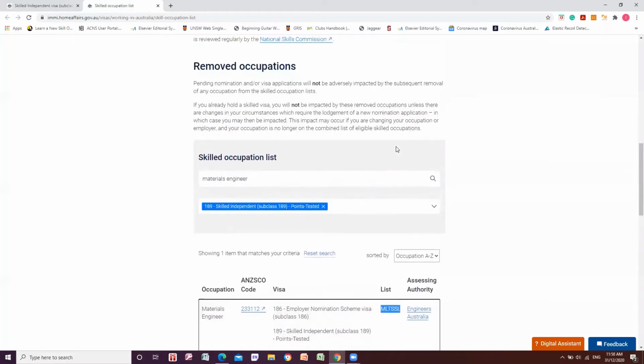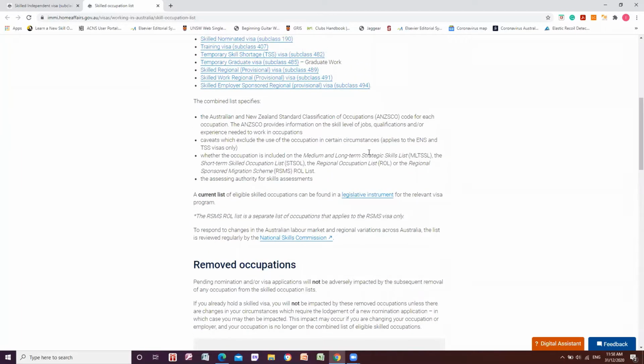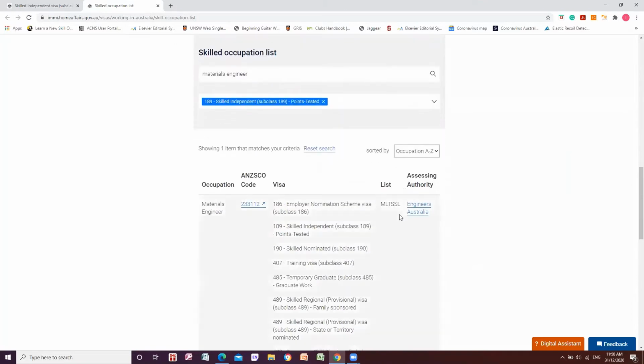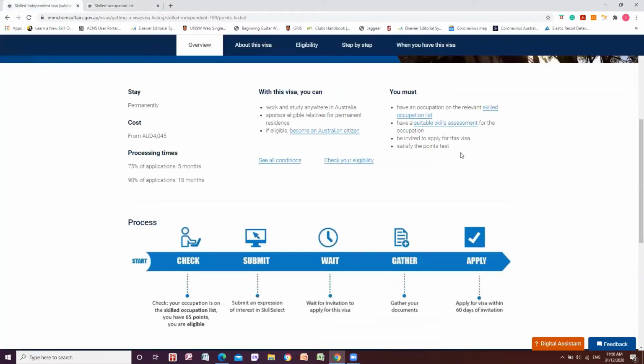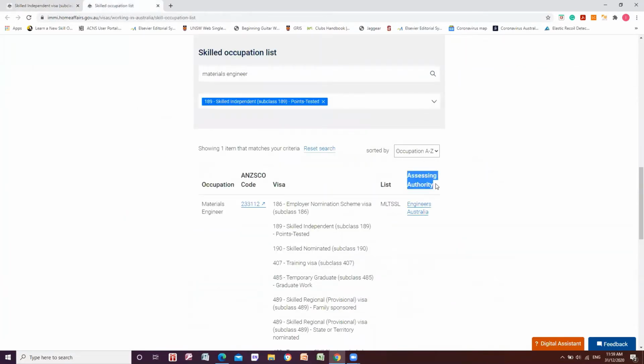So what does that mean? It means Medium and Long-term Strategic Skills List. It is associated to the demand of this skill in the country, so it means it is in demand, medium and long term. And as was mentioned, you have to have a suitable skill assessment for the occupation. The suitable skill assessment is given by the assessing authority, and in my case, because I'm a materials engineer, it is given by Engineers Australia.